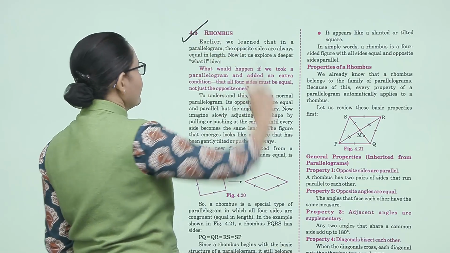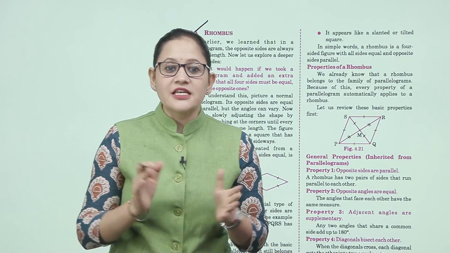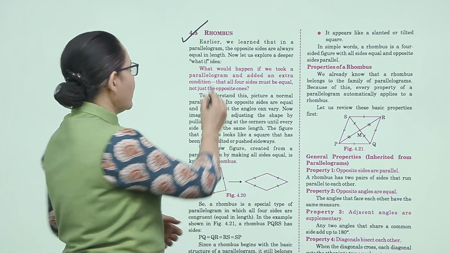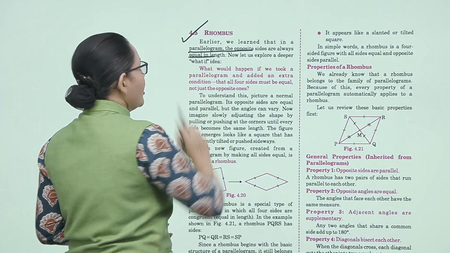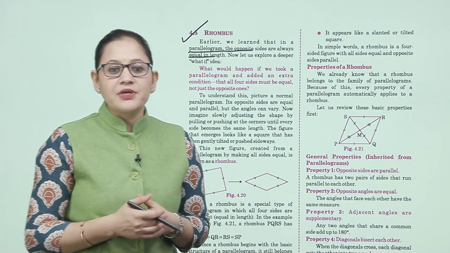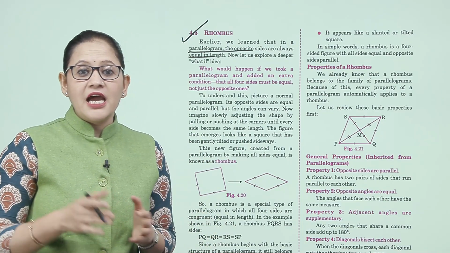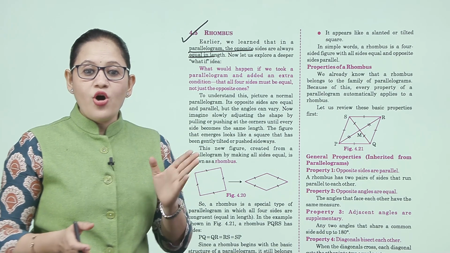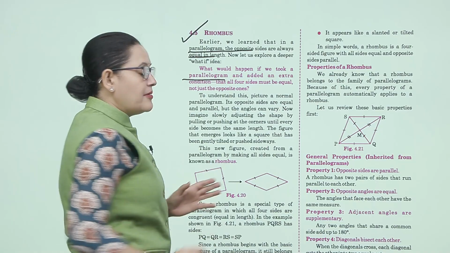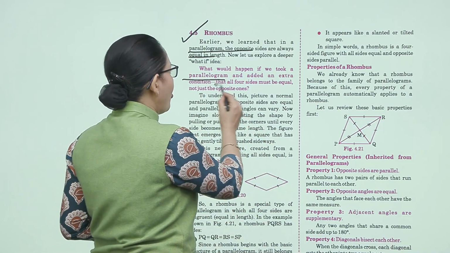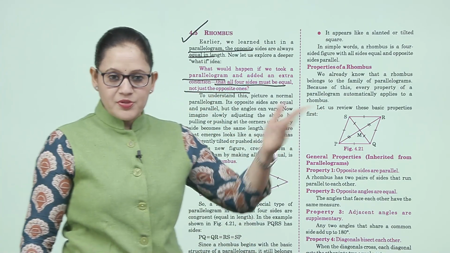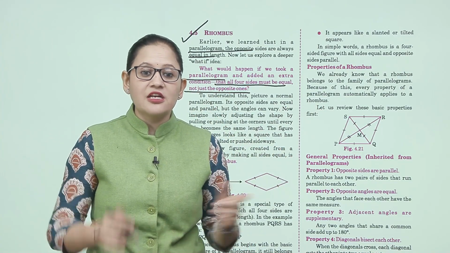Rhombus. So earlier we have learned that in the parallelogram the opposite sides are always equal in length. Now let us explore the deeper what-if idea. What would happen if we took a parallelogram and added an extra condition that all four sides must be equal? So same as parallelogram, but here we have added a condition that all four sides must be equal, not just opposite ones.